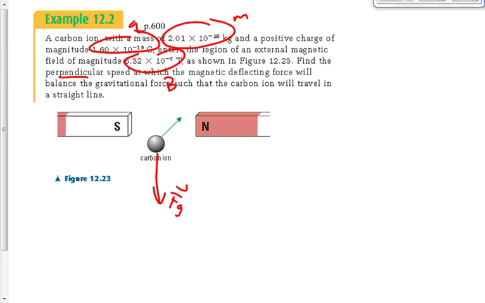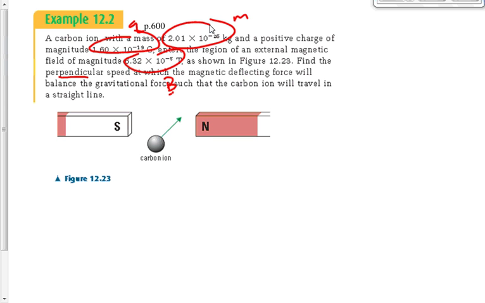Which way would the magnetic force act? Carbon ion is a positive charge, so it's going to be right hand. Okay, right hand, right thumb into the page in the direction of the particle. Fingers from north to south, the palm would point upward. The magnetic force would be upward. Could those balance each other? Yeah, sure, if they're the right values, they could. So what are you going to do here? What are you going to do?